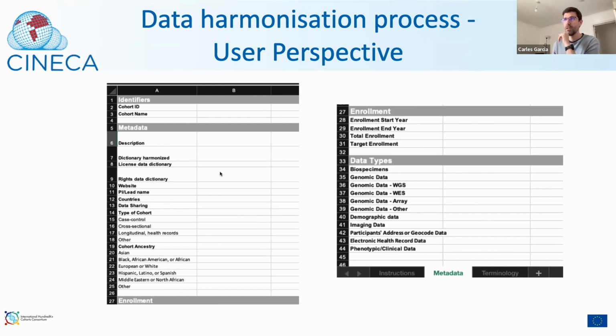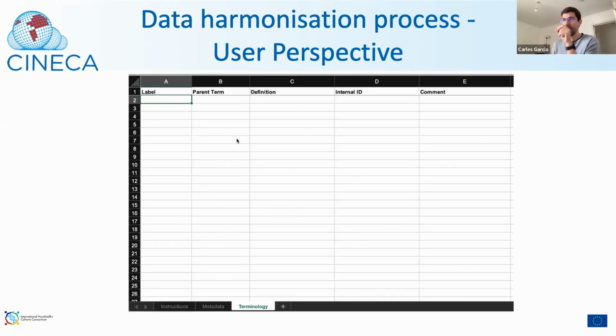So in here, the user would add general information of the cohort, a description, a website, the PI name, and so on, and then some specific information about the amount of data they have. So these are the descriptors, and on the 3rd tab, we have the terminology. In this tab is where the cohort owner would provide the data dictionary. So the terms of age, sex, alcohol, whichever terms they have in their data dictionary, they will add them here.